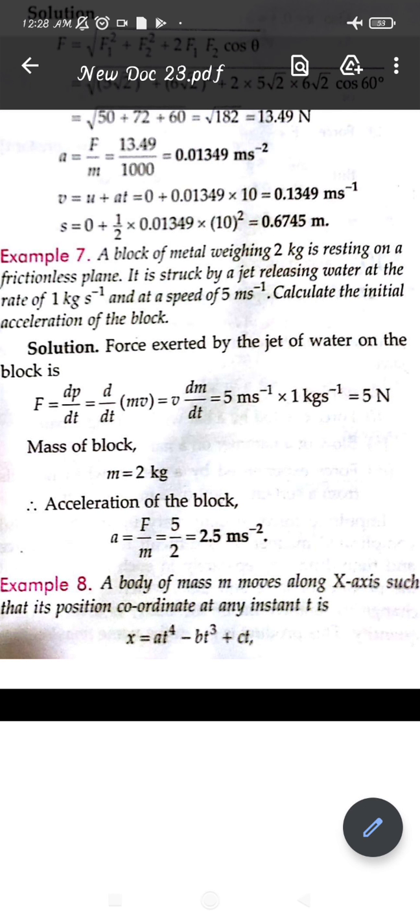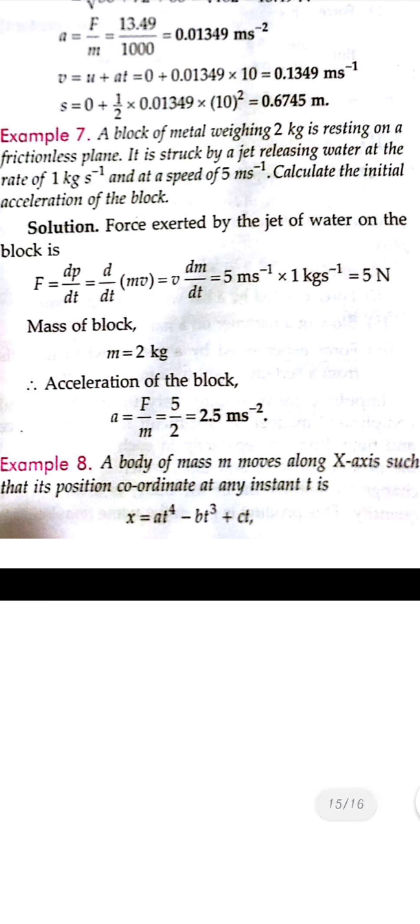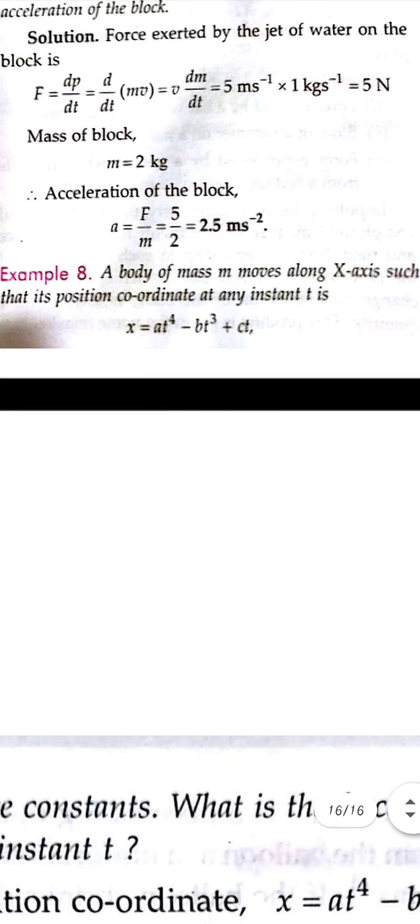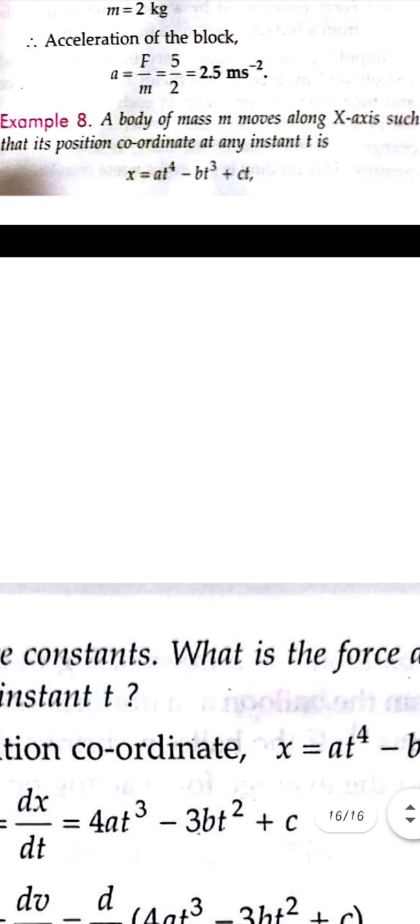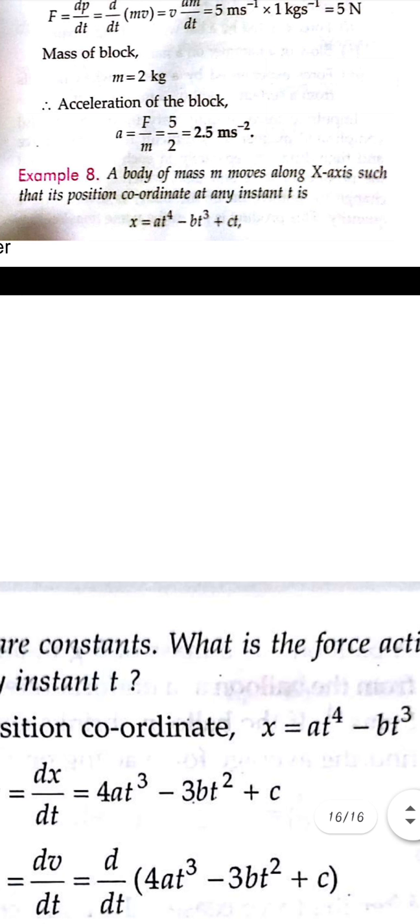So to find out the acceleration, force is equal to mass into acceleration, and the mass is given as 2 kg. So the block of metal is of 2 kg. On dividing the force by the mass, we will get the acceleration, that is 5 upon 2, 2.5 meter per second square.